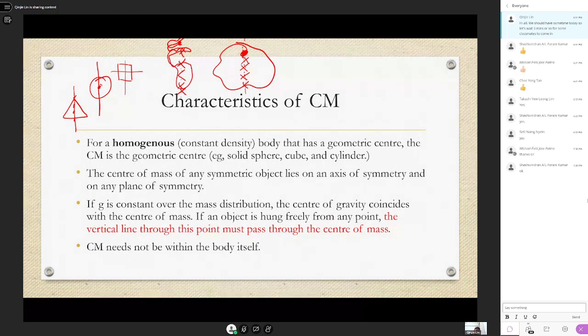Fourth point, the CM need not be within the body itself. Some objects can be quite weird in shape, so the CM may be outside of the object. Like just now, the sheet that we saw, the CM is actually outside the sheet. So if you have a boomerang kind of object, something like that, and you hang it here, it will stay in this position. You draw a vertical line down, and the CM maybe is here. That's the CM, and maybe it's out of the object. That's what the fourth point is talking about.